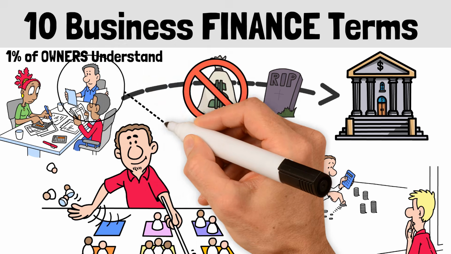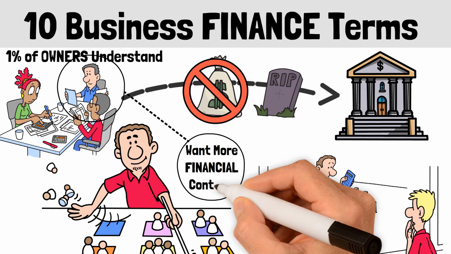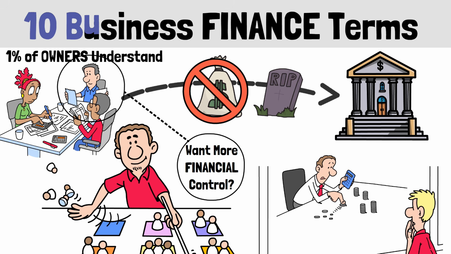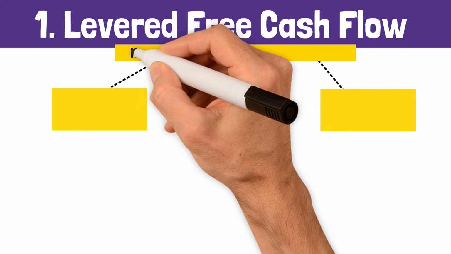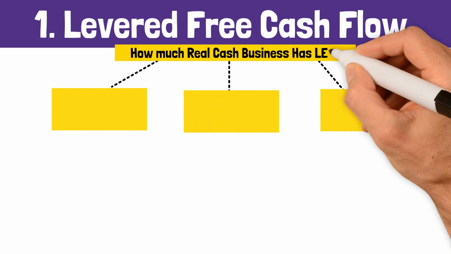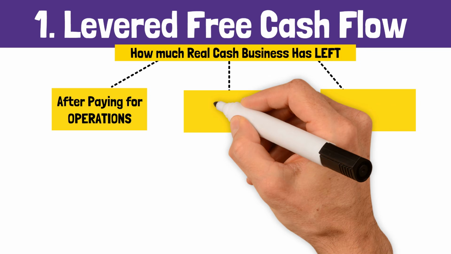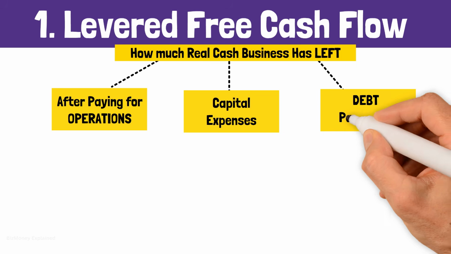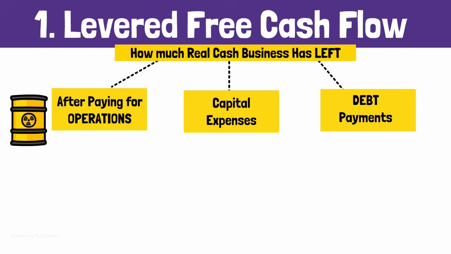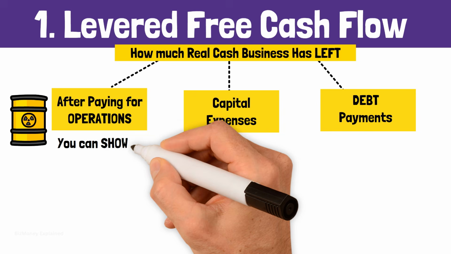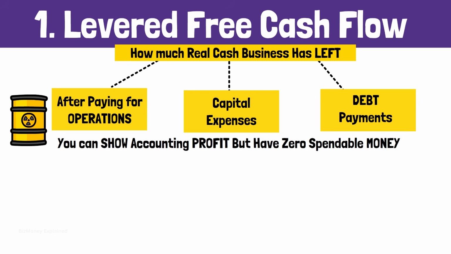If you are a serious business owner and want more financial control, pay close attention to these 10 business finance terms today. Number 1. Levered free cash flow. Levered free cash flow shows how much real cash a business has left after paying for operations, capital expenses, and debt payments. It is important because you can show accounting profit but have zero spendable money.